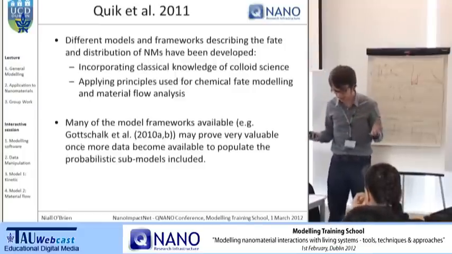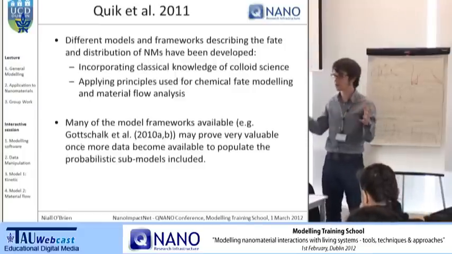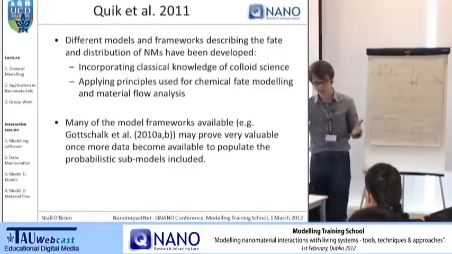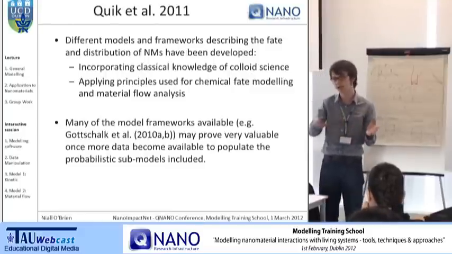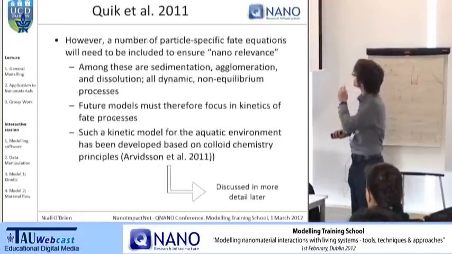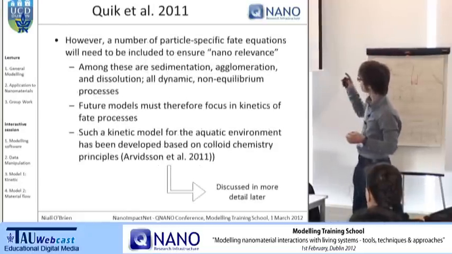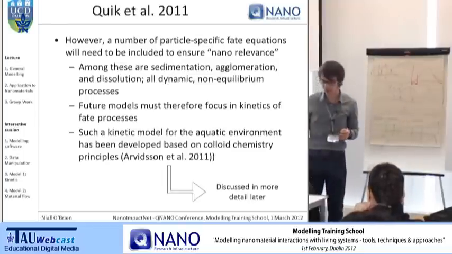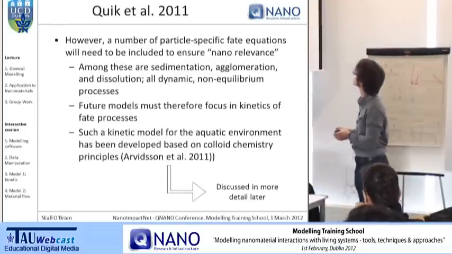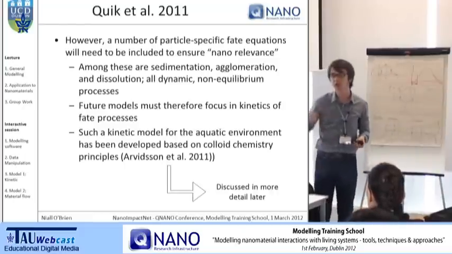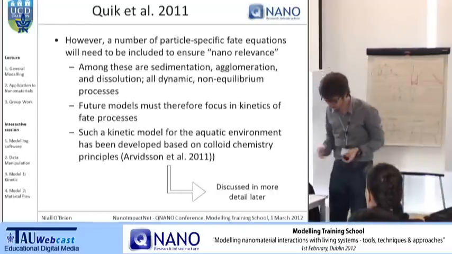So, a colloid is just a substance dispersed through another substance on the microscopic scale. There are inorganic colloids, such as clays and silicates, and organic ones, such as humic acids. But from these classical colloid kinetic equations, a number of particle-specific fate equations need to be included to ensure they are relevant for nanomaterials.